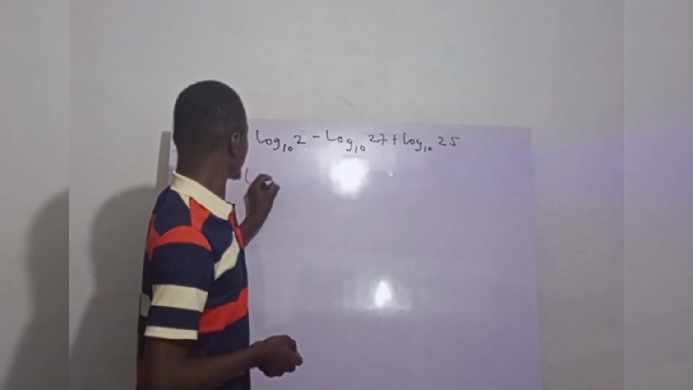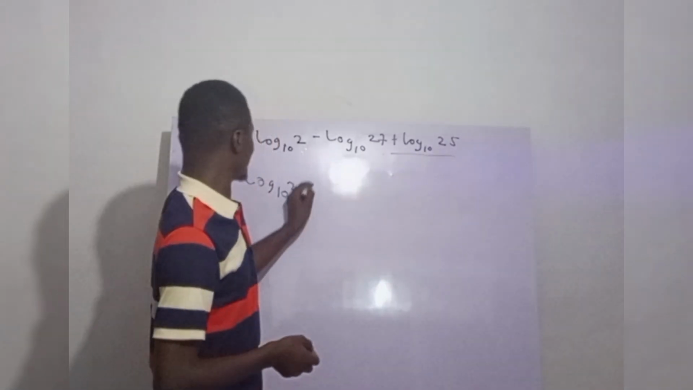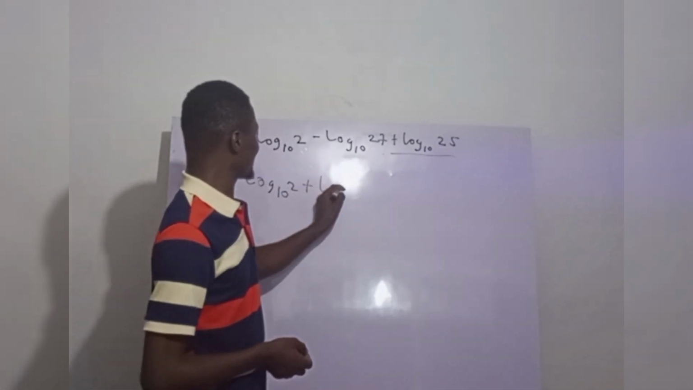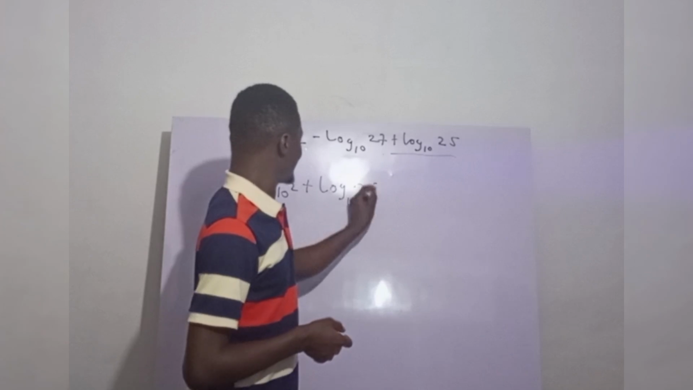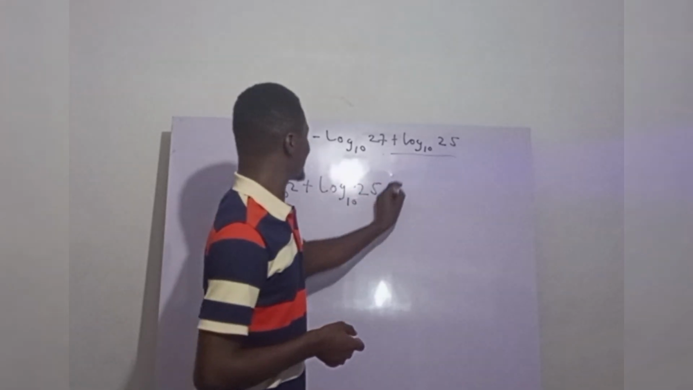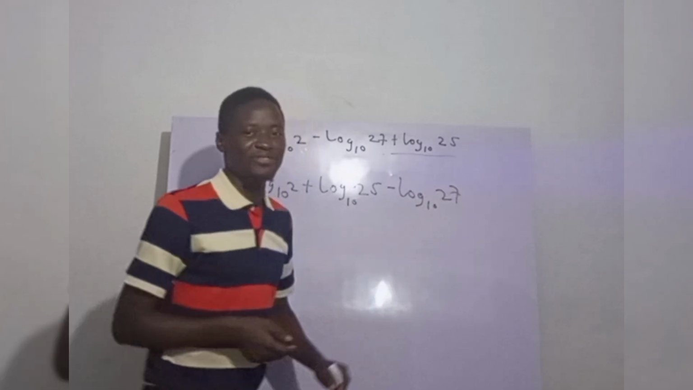Log 10 2. And then I'll add log 10 25 minus log 10 27.